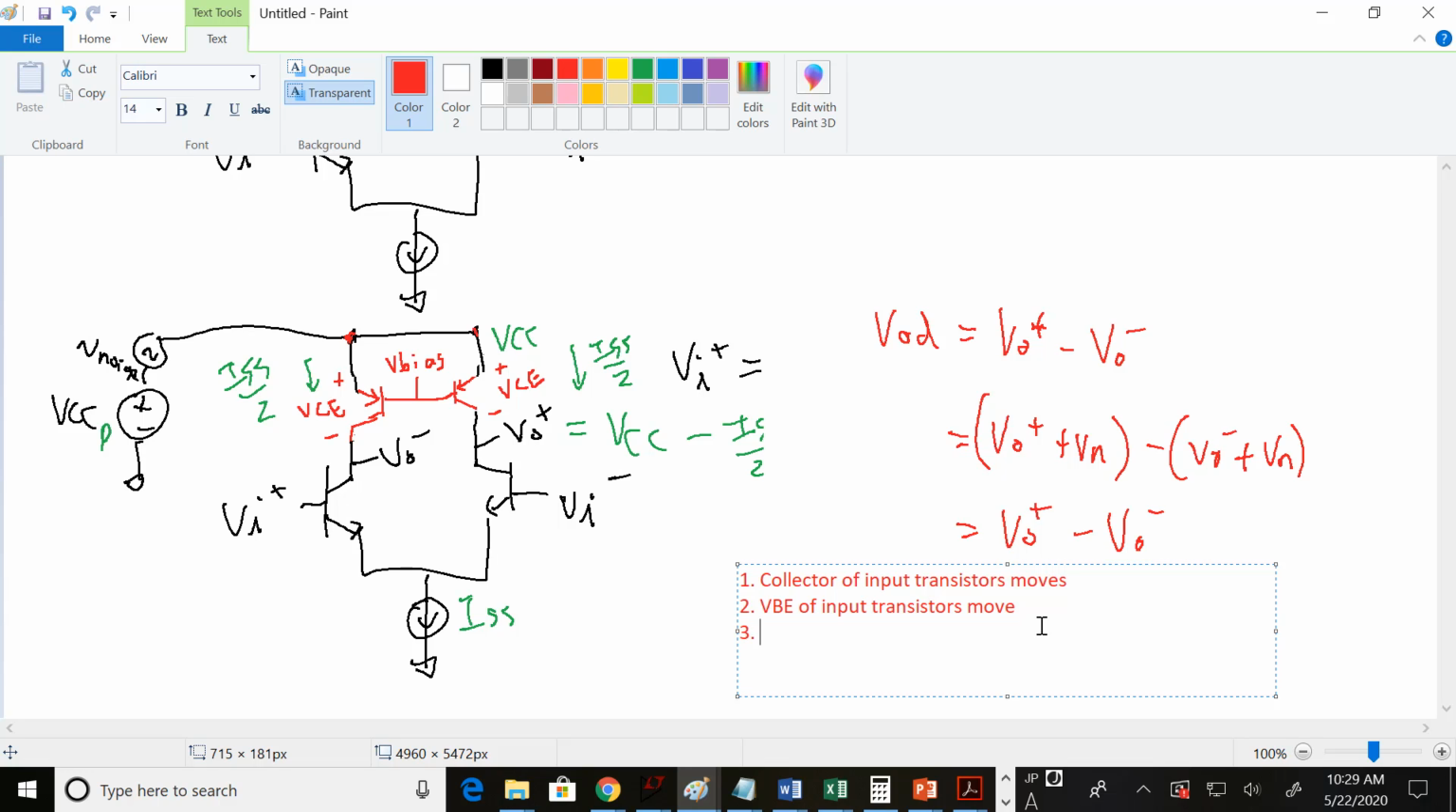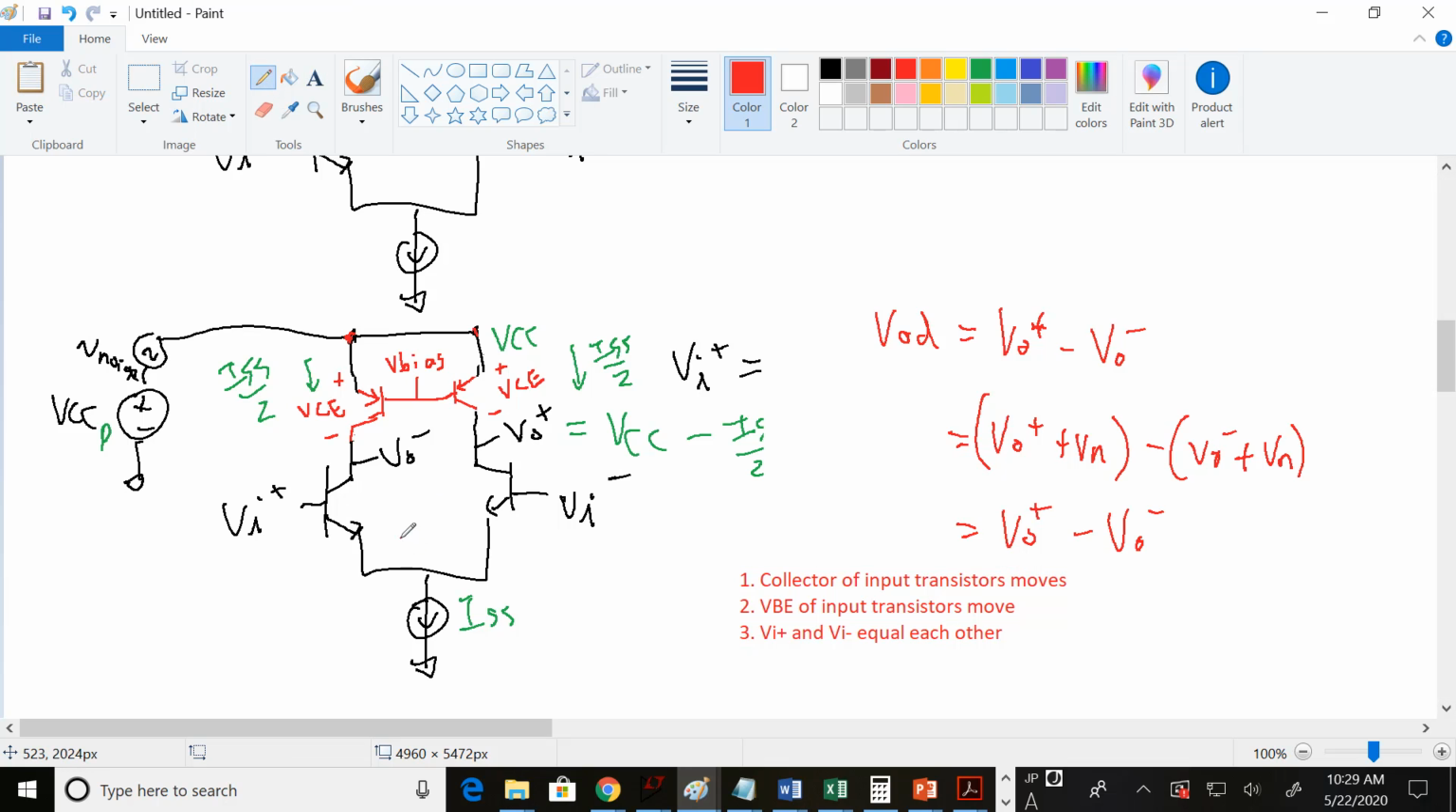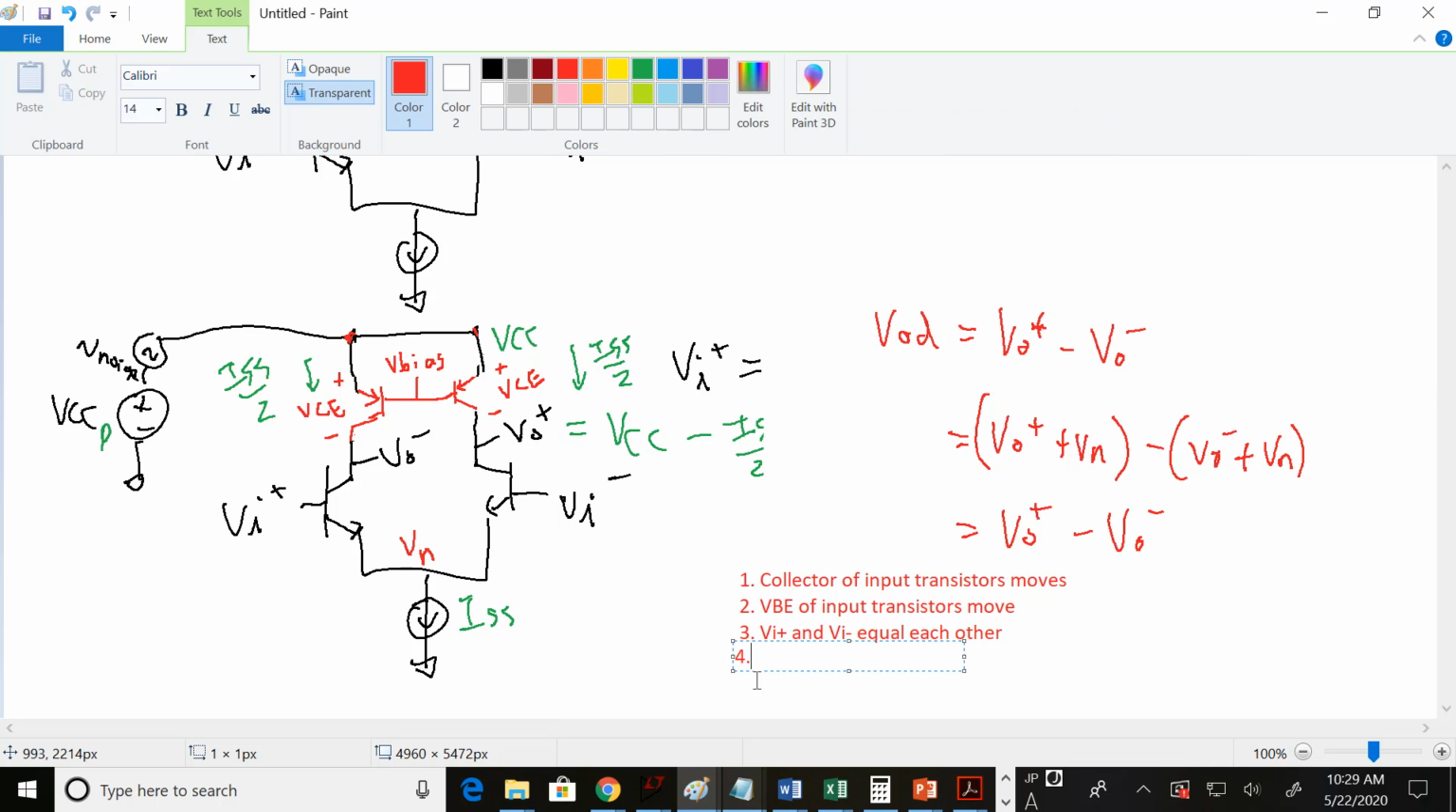So now the VBE moves, but VN plus and VN minus are equal. So when the VBE moves, what happened is the node, let's call it VN, moves. Base width modulation happens to the tail current source.